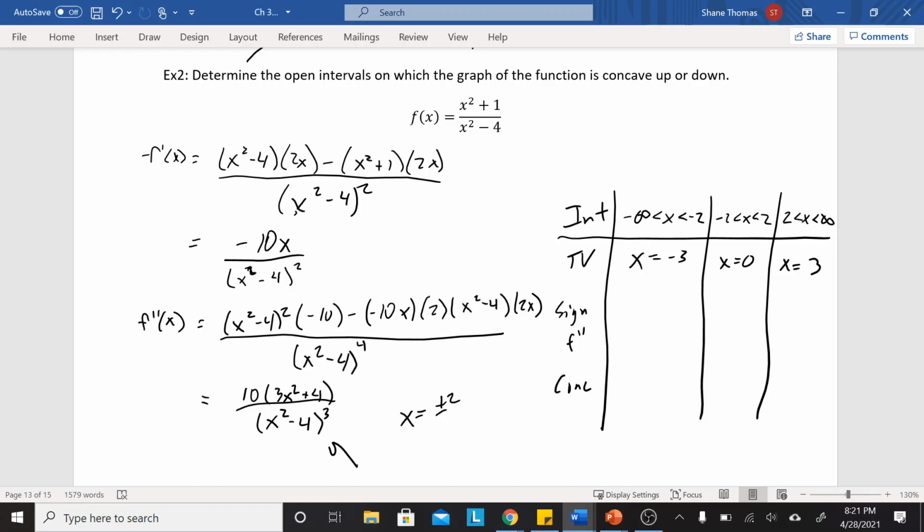All right, so again, I'm going to plug it into my double prime, my second derivative. So f double prime of -3 is greater than 0, so that's concave up. If I put 0 into f double prime, it's going to be less than 0, so it's concave down. And if I have f double prime of 3, that's greater than 0, so that's concave up.